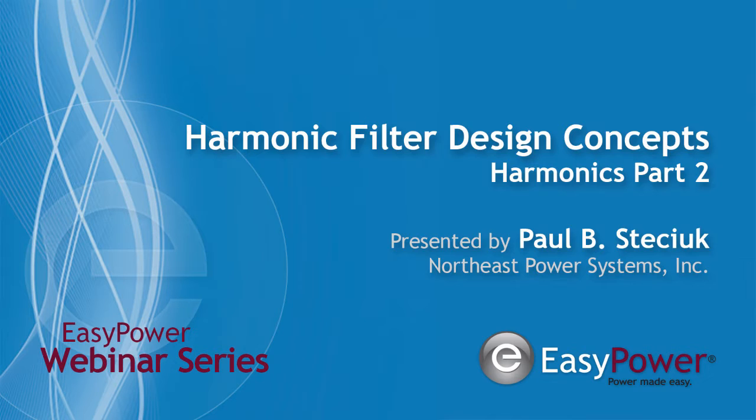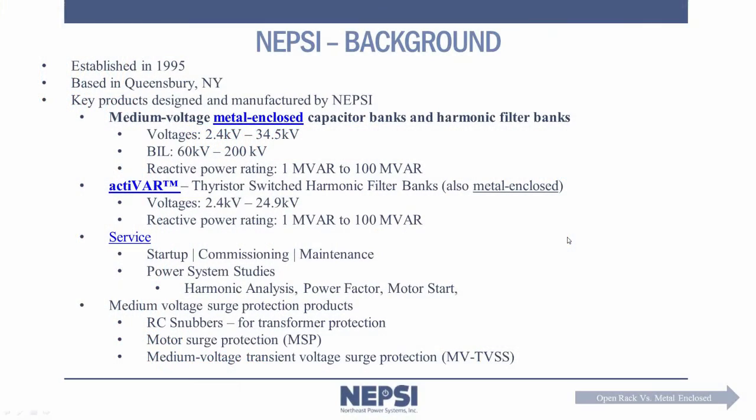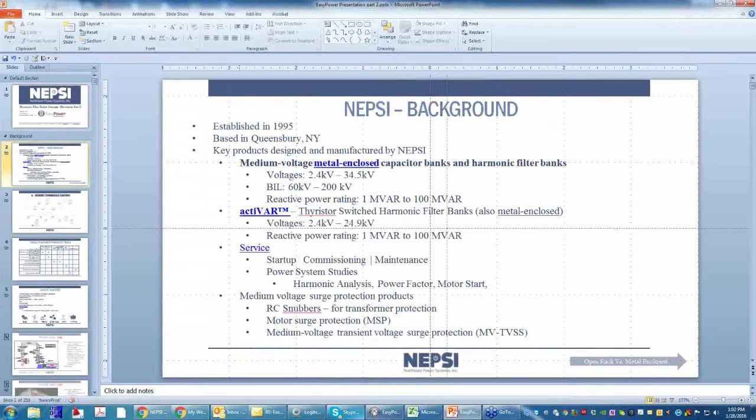Just briefly, Northeast Power Systems is a manufacturer of metal enclosed harmonic filter banks and capacitor banks at the medium voltage level. That's our sole product offering. So we are quite involved with the design and construction of harmonic filter banks for both the utility and industrial marketplaces. So I'm going to bounce over to EasyPower just for a minute here.